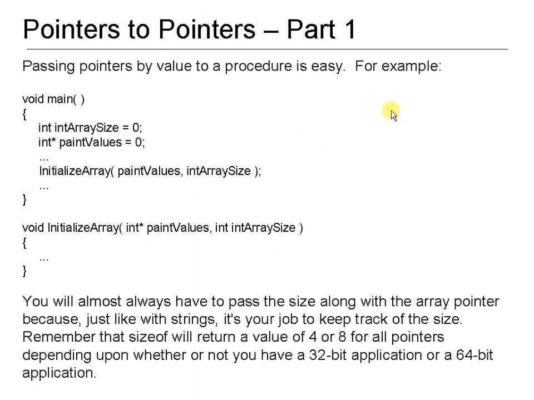Passing pointers to a procedure is easy. For example, let's say we have our pointer, we allocate some memory, and then we call initializeArray. We just say int asterisk values, int arraySize, and then we do whatever we want. Now you'll almost always have to pass the array size along with your pointer to the array, because just like with strings, it's your job to keep track of the size.